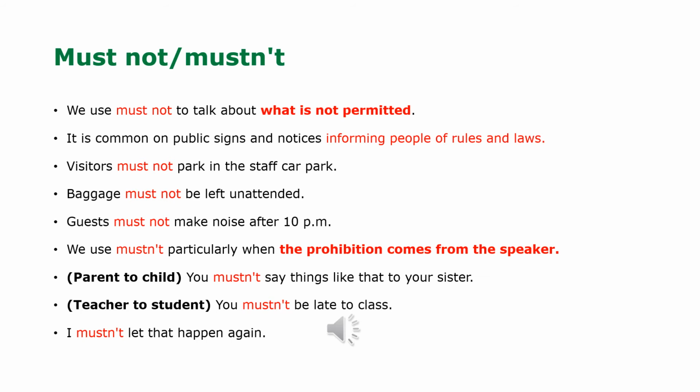We use mustn't particularly when the prohibition comes from the speaker. So the speaker gives you the prohibition, what is not permitted. For example, parent to child, you mustn't say things like that to your sister. You mustn't say impolite words or bad words to your sister. Teacher to student, you mustn't be late to class. Another example, I mustn't let that happen again.